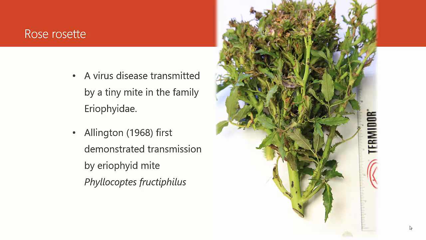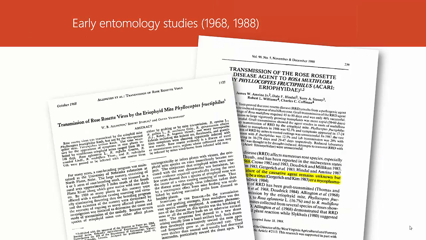They looked to see, first of all, if they could transmit the disease via mechanical transmission. They were able to transmit the disease with grafting, but they were not able to transmit it with just mechanical means. You might think, well, what about spider mites? Could they transmit this disease? They could not get the disease transmitted by spider mites, but they could with this Eriophyid mite, Phyllocoptes fructiphilus. So this is the species that we're concerned about with this disease. And this is just a picture of those early studies. We had a 1968 study here with Allington and another study about 10 years later.